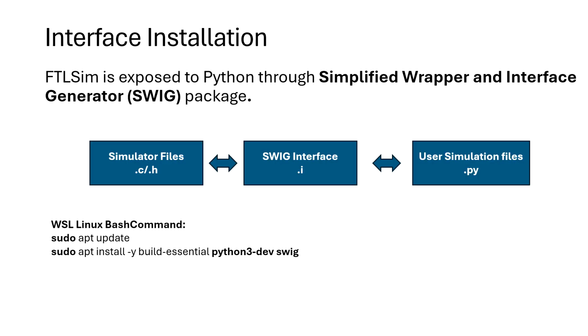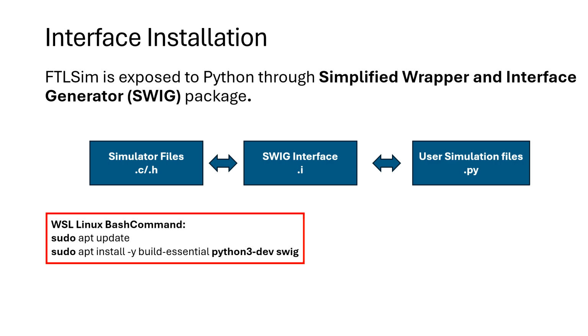So the basic flow is this. There are some simulator files, .c or .h. All the algorithms are written there. And then there are some SWIG interface files. SWIG is a specific type of package, the Simplified Wrapper and Interface Generator. We have to install this before using this simulator at first.